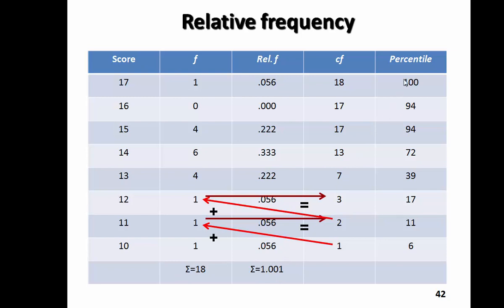For the percentile column, we see that the highest score of 17 resides at the 100th percentile, indicating that 100% of all the scores will lie at this value and below. So we would say that this 1 student sits at the 100th percentile in terms of this student's quiz performance. So this ends this lecture on graphing frequency distributions.